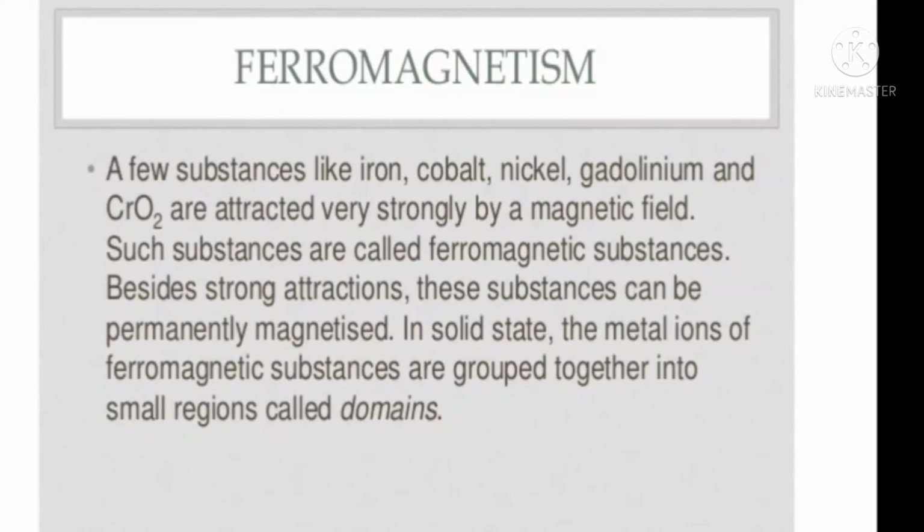Ferromagnetism or ferromagnetic substances. These are substances which are strongly attracted by a magnet and can also be magnetized. They do not lose magnetism even when the magnetic field is removed. But in the case of a paramagnetic substance, it gets attracted by the magnet only in the presence of the magnetic field. If it is removed, it will lose its magnetism. But in the case of ferromagnetism, they do not lose their magnetism if the magnetic field is removed.